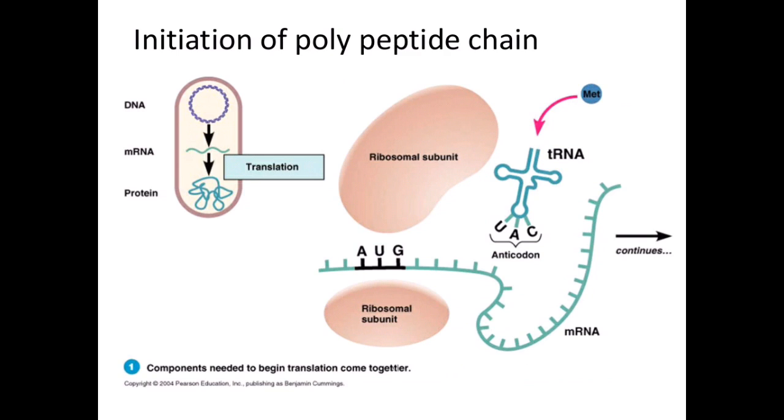Initiation of polypeptide chain. As in the case of prokaryotes, DNA, messenger RNA, and protein is formed. That takes place between the ribosomal subunits. On messenger RNA, AUG is the chain initiation codon, and the first amino acid, that is methionine, is carried by transfer RNA with UAC, that is the anticodon.